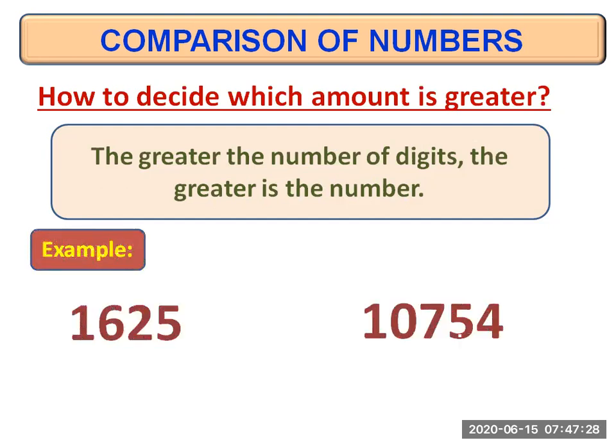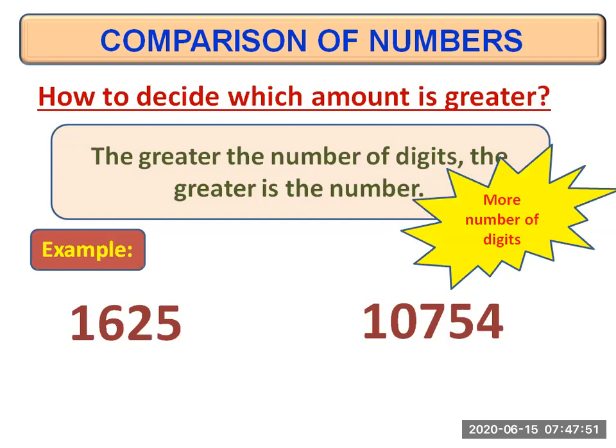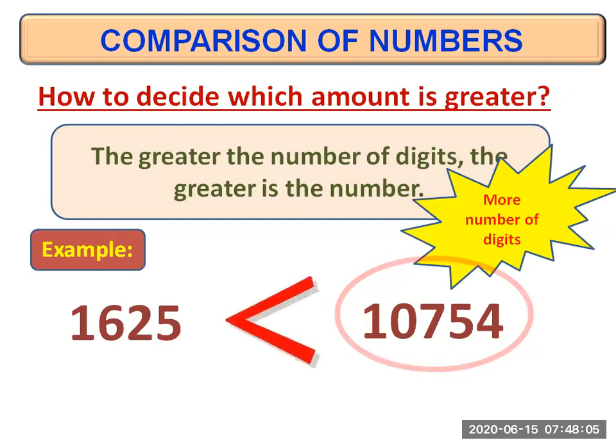Let's have an example in front of us. We have two numbers here. The first number is 1625, that is 1625, right? And the second one is 10,754. If you look at both the numbers, the first number has 4 digits, whereas the second number has 5 digits. So the second number has more digits. Therefore, we say that this one is the bigger number. So we'll open that big mouth of the alligator towards the bigger number.